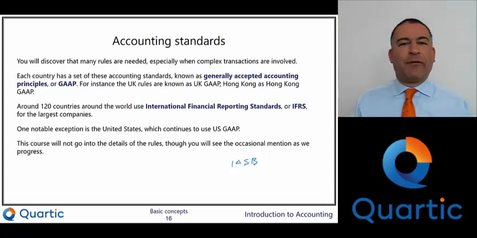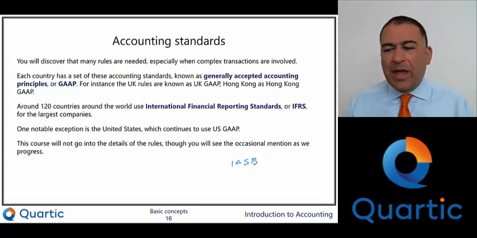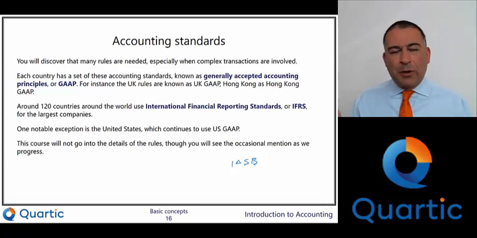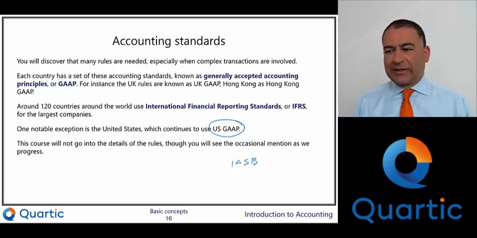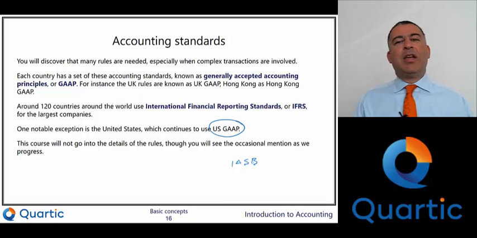And we'll get a very rough idea of some of these rules as we go, but we're not going to go into details on them. So that's the most important set of rules. Now, the one notable exception to this is the United States. The US does not use IFRS, and they have their own rules called US GAAP. So GAAP means generally accepted accounting principles. Generally accepted accounting principles represent the set of rules relating to a country.